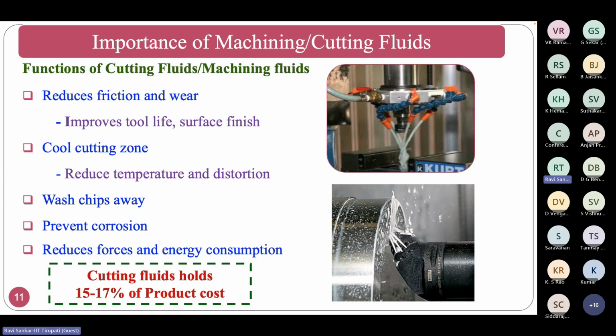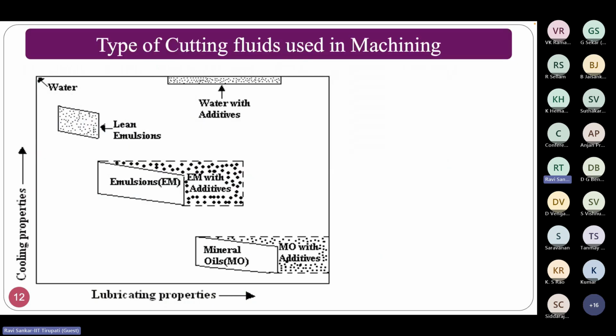For example, there is no cast component. You have been given a rod from which somebody has to develop a product. In a machining industry, normally the cutting fluid is accounted for 15 to 17% of the product cost.